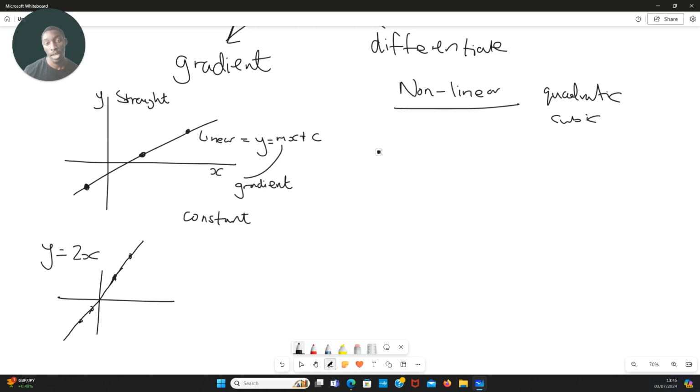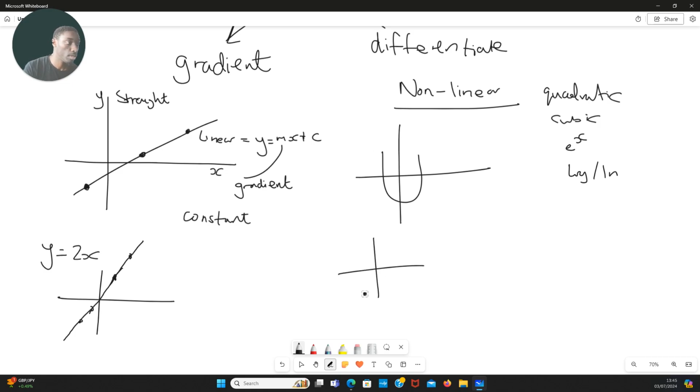So if you have a function of higher polynomials with powers of 4 or 5, or if you have an exponential graph, e to the x, or you have a log or ln, these are all non-linear because if I draw, for example, a quadratic, this line is not a straight line. If I draw a cubic, and there's different types of cubic graphs, these lines are not straight lines. It's a line but going in different directions.